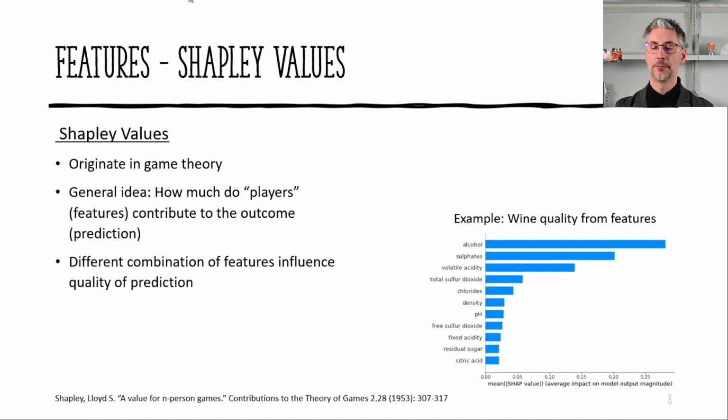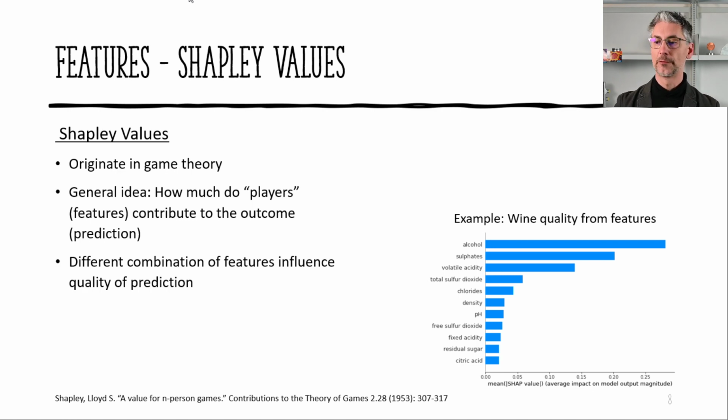Now we use different combinations of the features, and that influences the quality of the prediction. Think about it in the same way as if you were building a team on the football pitch, and you as a coach or trainer will put different players on the field depending on their abilities, not only their abilities by themselves, but also how well they play together. And the idea of the Shapley values is to transfer this general idea to features in machine learning.